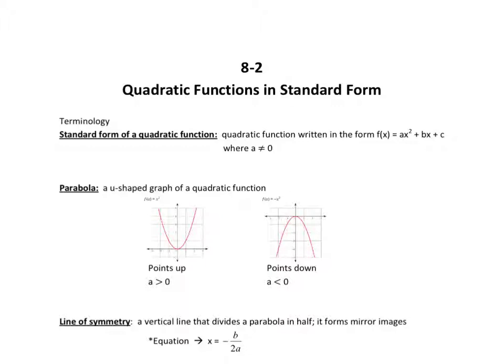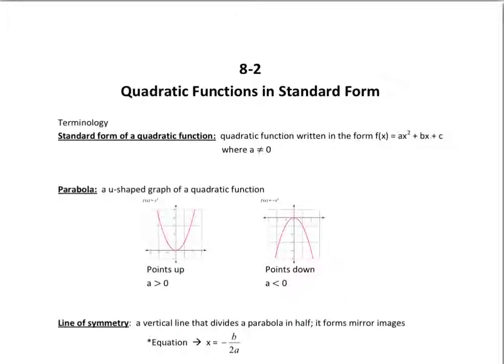First and foremost, what does standard form look like? It has everything on one side of the equation, no parentheses. A cannot be 0. If A was 0, the x squared would be gone and it wouldn't be quadratic. So keep that in mind. You have to have a squared term in there.